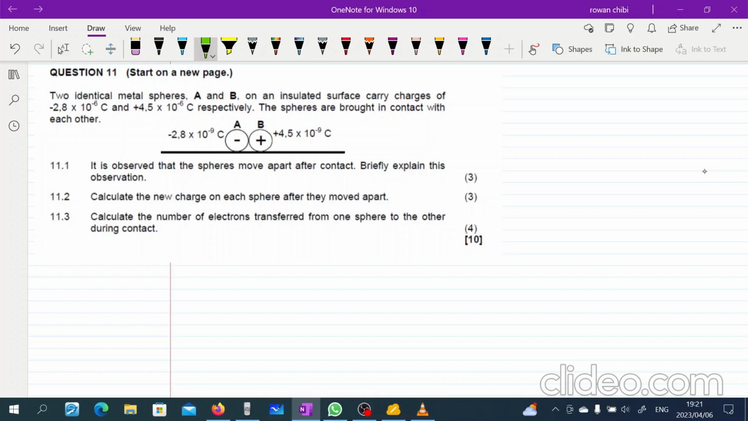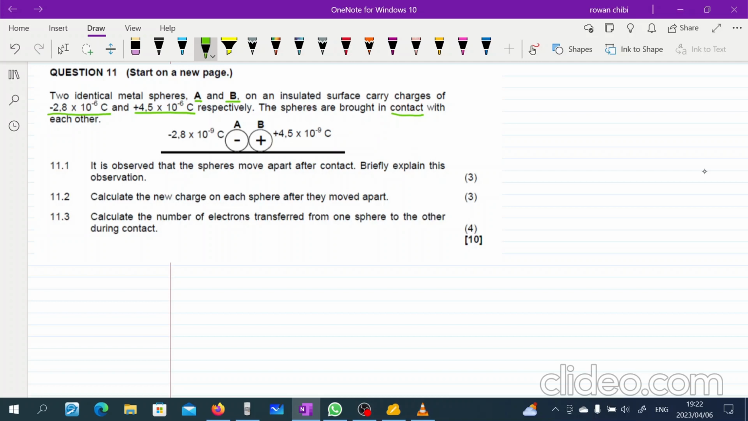The statement says, two identical metal spheres A and B on an insulated surface carry charges of negative 2,8 times 10 minus 6 coulombs and positive 4,5 times 10 minus 6 coulombs respectively. The spheres are brought in contact with each other.